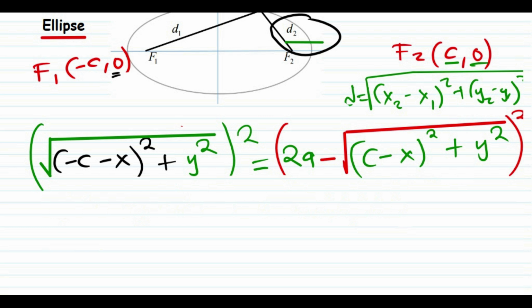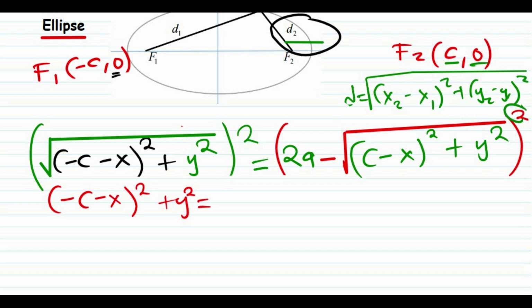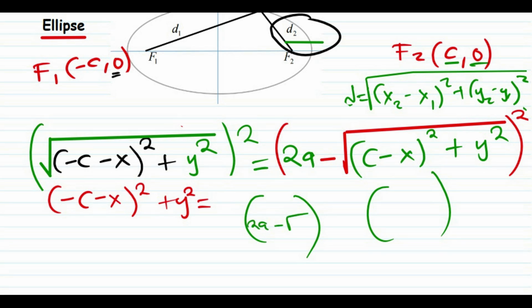Okay, so at this point, now that we've squared both sides, we can go on and simplify. So the square root and the radical just cancel, so we remain with negative c minus x squared plus y squared. This is equal to, now that we've squared the other side, we can't just cancel with the radical because we've got two things inside. So what that implies is we've got two brackets, having 2a minus the square root of that, again 2a. So we just have to perform normal multiplication.